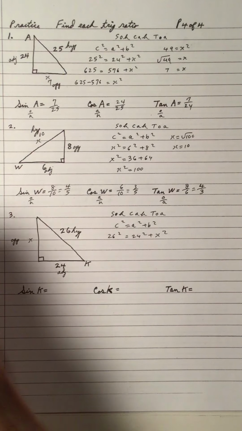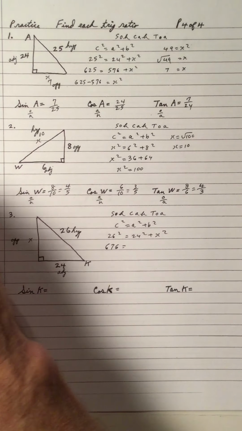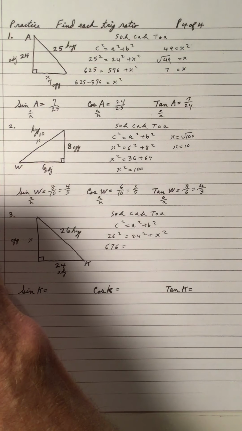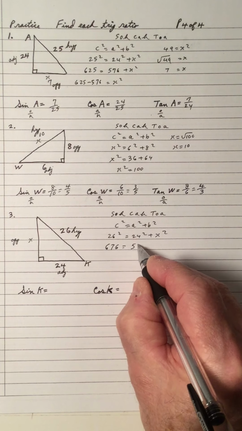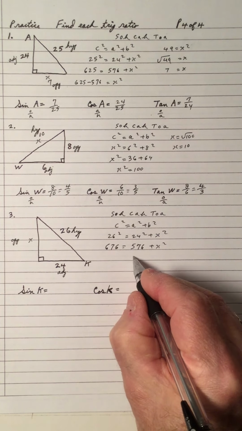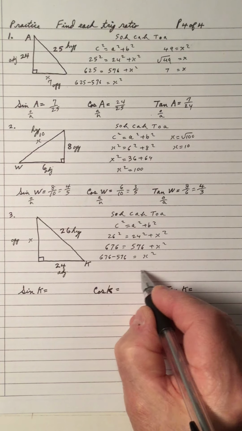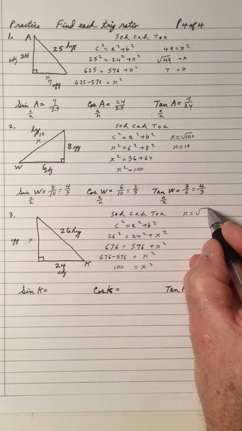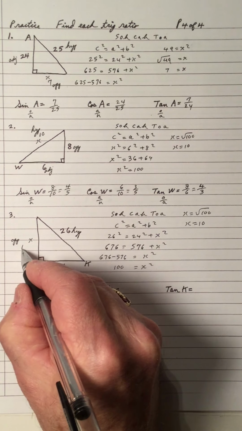26 squared, do that on your calculator, 676, and 24 squared is 576. x squared. So again, I'll leave the x squared where it is and go 676 minus 576. When you subtract that, you get 100. So that means x is the square root of 100. So x is 10. And so this side becomes 10.